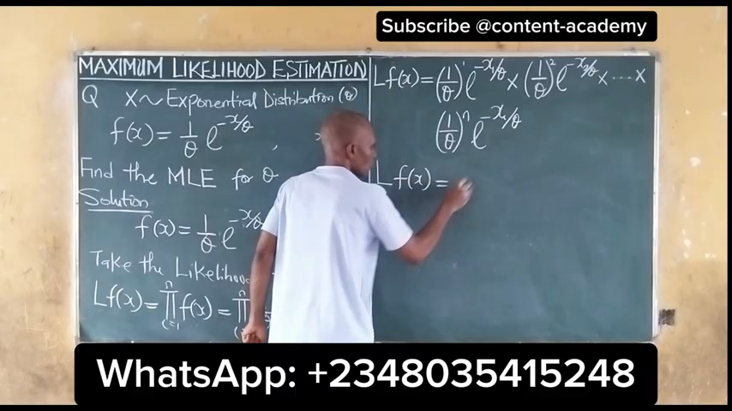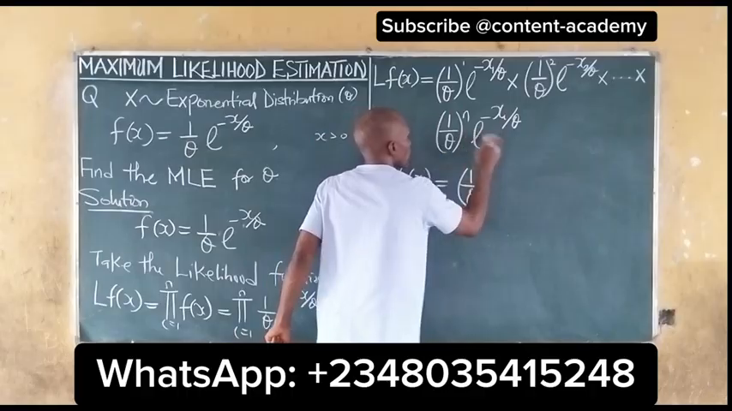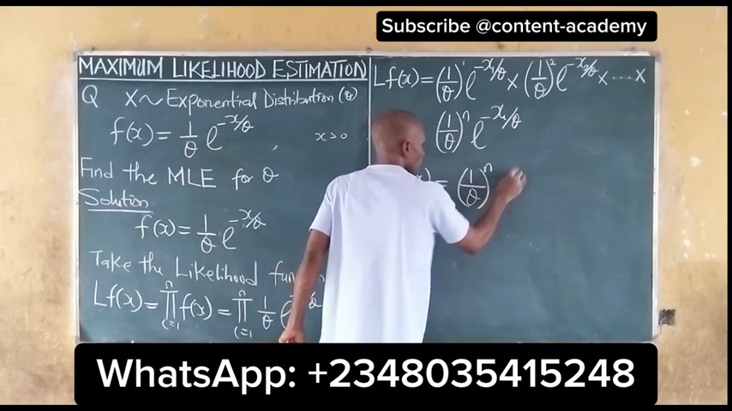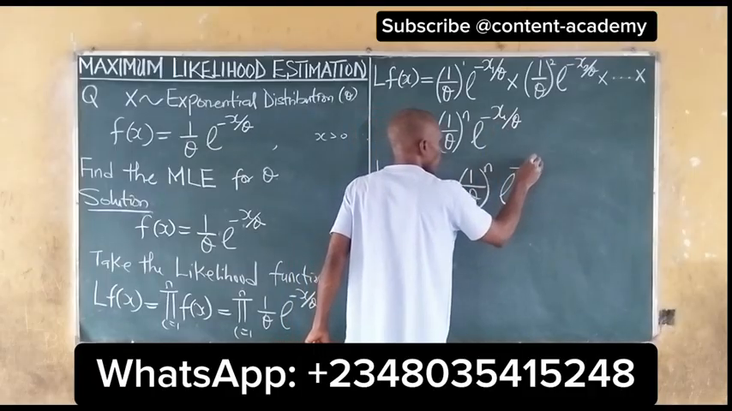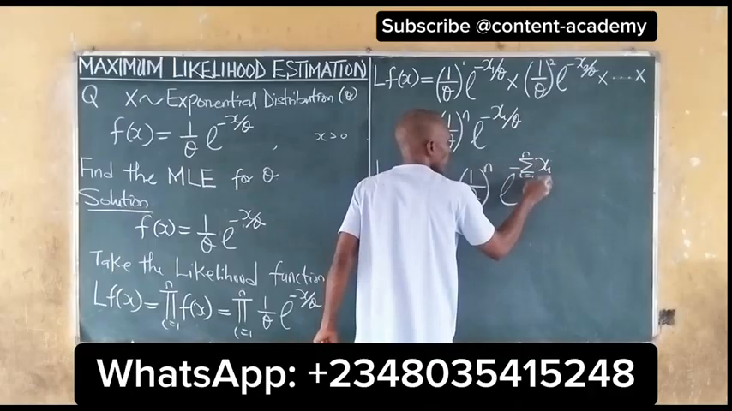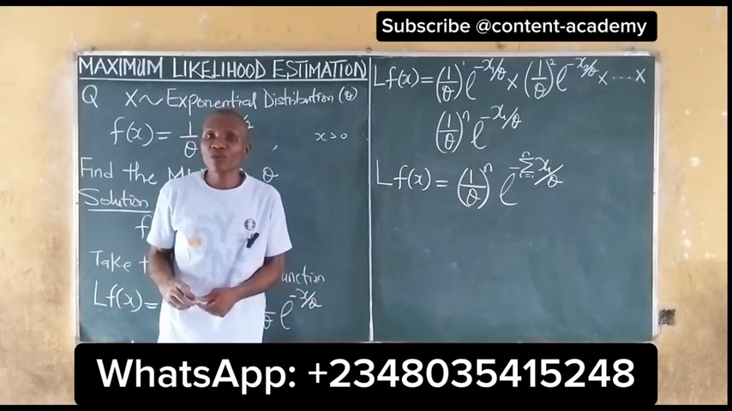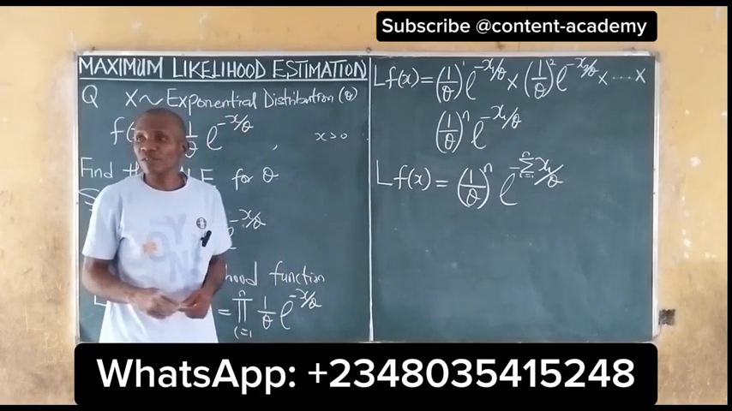to be equal to 1 all over theta, if you take the product of this, we have this exponential, the product of this will have summation of xi's as i running from 1 to n all over theta. So this is what we get when we take the product of the given distribution.